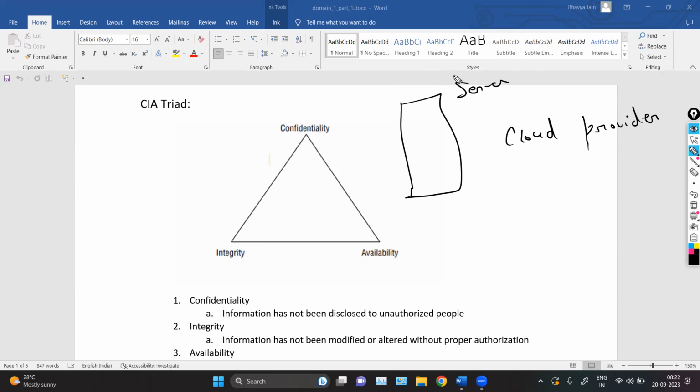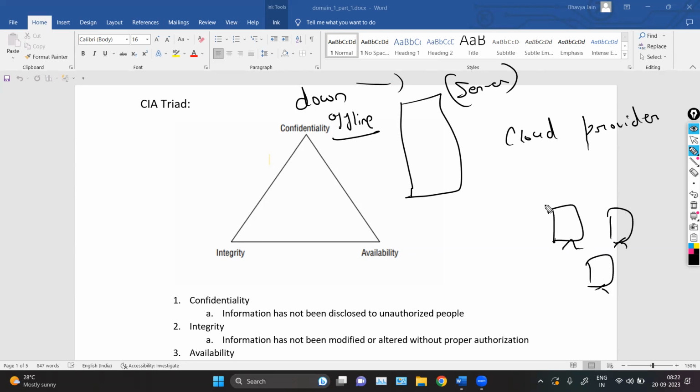Let's say, for any reason, your server is attacked by an attacker. Now your server is down, which means your server is taken offline. So now the user cannot access the resources. The user who is accessing your resources can no longer access them, because your server is down or taken offline because of an attack. So this is the violation of availability.